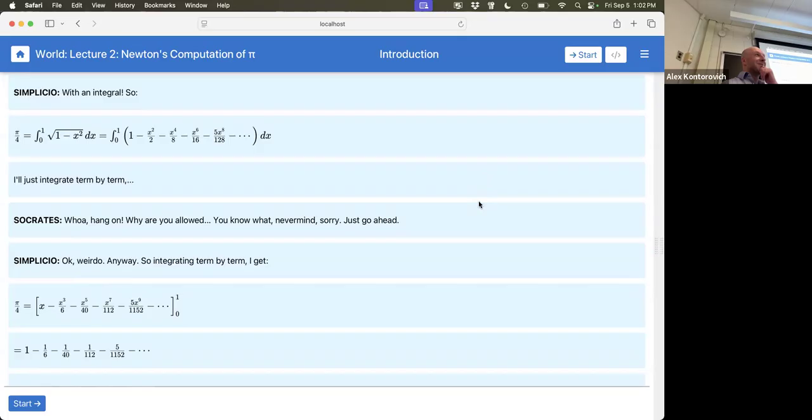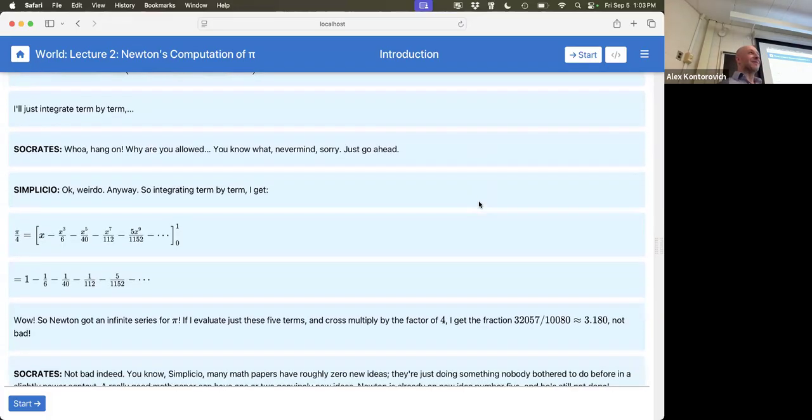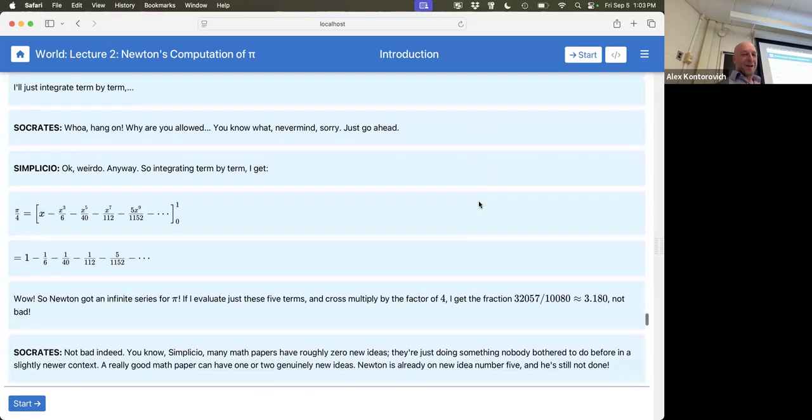How cool is that? So Newton got an infinite series for pi. And if I evaluate just 5 of these terms, up to the quartic, these first 5 terms, and I multiply everything by 4, since this was pi over 4, I get this fraction, and that fraction is 3.18. Not 3.14, but 3.18. Not bad, with not so much work. You like that? That's pretty cool. Socrates says, okay, not bad indeed.